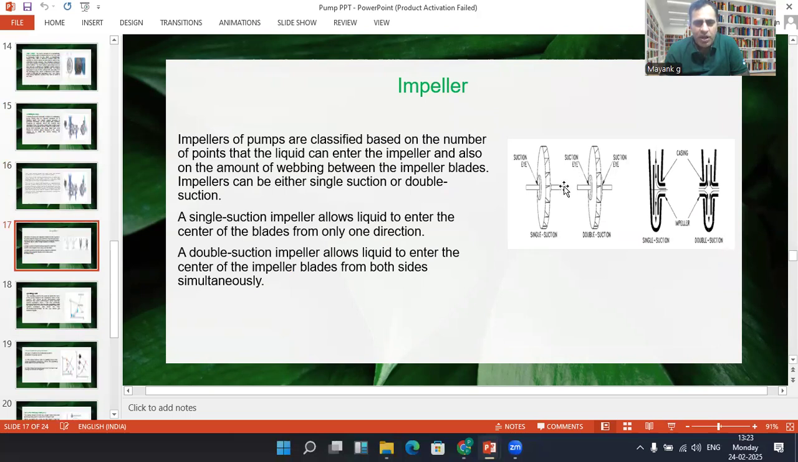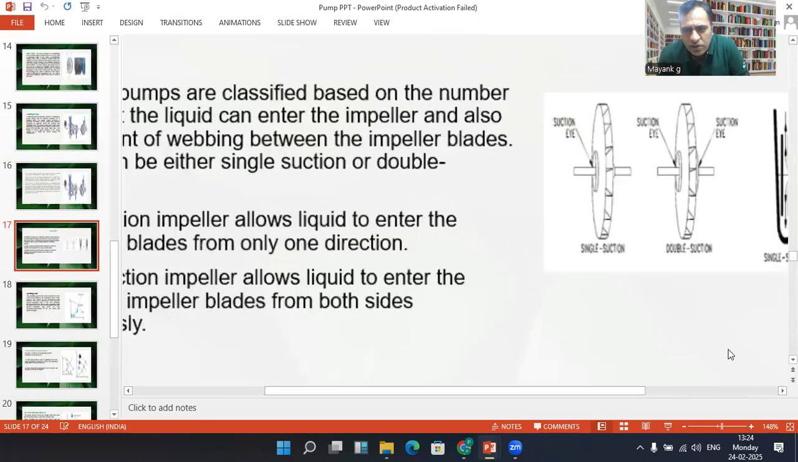The impellers of the pumps are classified based on the number of points at which a liquid can enter the impeller, and also on the amount of webbing between the impeller blades. The impeller can either be single suction or double suction. A single suction impeller allows the liquid to enter the center of the blade, but only from one direction, and a double suction impeller allows liquid to enter the center of the impeller blade from both sides simultaneously.